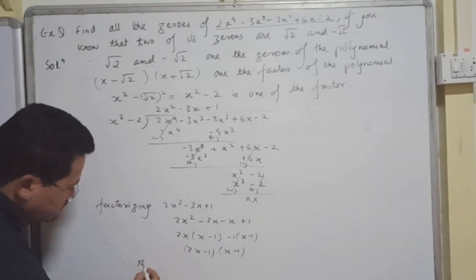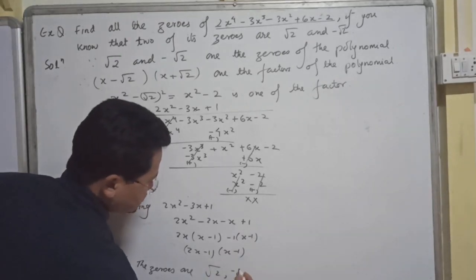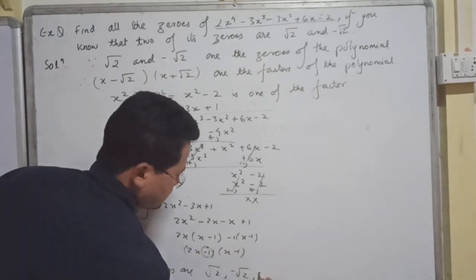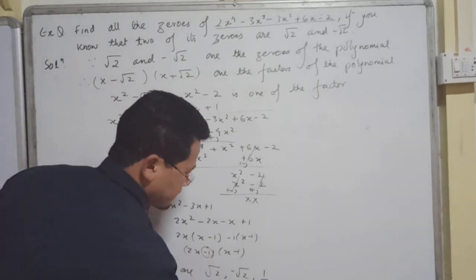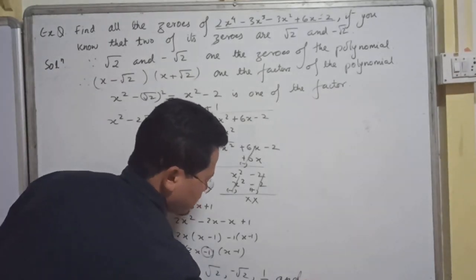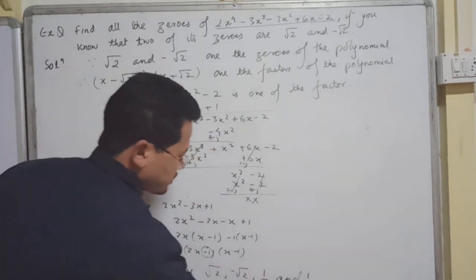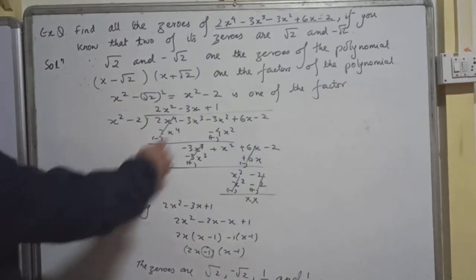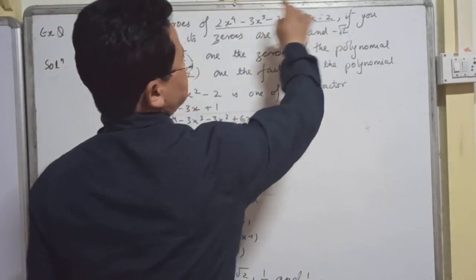Therefore, the zeros are: the first two zeros we write as root 2 and minus root 2. From here, this is negative, so we write positive, and we have 2 in front of x, so we write that under, and we have minus 1, that becomes plus 1. So the zeros are 1 by 2 and 1. We have nothing in front of x, so that's it. So these are the 4 zeros of the polynomial 2x to the power 4 minus 3x cubed minus 3x squared plus 6x minus 2.